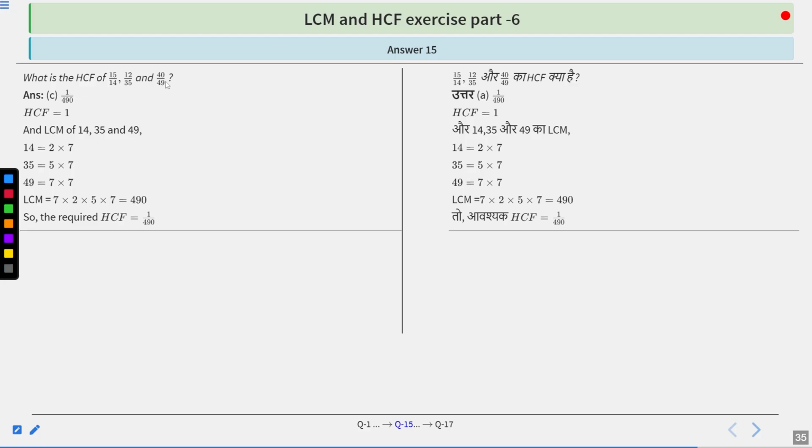Now HCF is equal to 1, because no number was common in the factors of 15, 12 and 40. LCM of 14, 35 and 49, that are the denominators. Similarly, factorization of 14 is 2 into 7, factors of 35 are 5 into 7, and 49 can be written as 7 into 7. So the LCM is equal to the multiplication of all the factors, 2 into 7 into 5 into 7. That is 490 is the LCM. Therefore, the HCF of these three fractions is equal to 1 upon 490. Option number C is the correct answer.